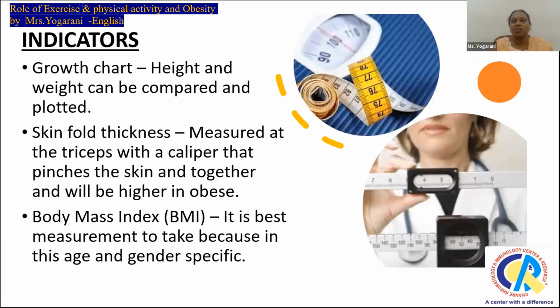How can we tell whether a person is obese, overweight, or underweight? There are some indicators: growth chart, skin fold thickness, and body mass index. In the growth chart, we compare height and weight. In skin fold thickness, there are 7 sites in our body, like the upper arm, abdomen, thigh region, and scapular region. We assess those areas with the help of a caliper. Body mass index is the best measurement to tell which category you are in, because in this one we also take age and gender into account.